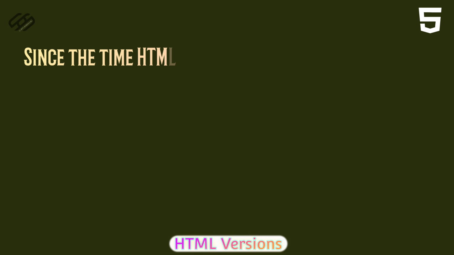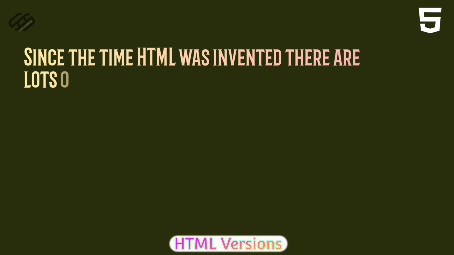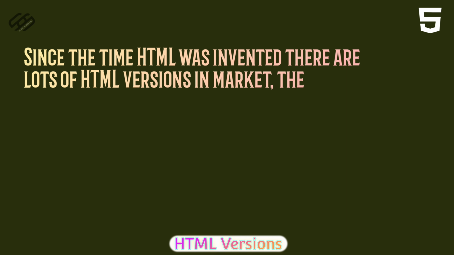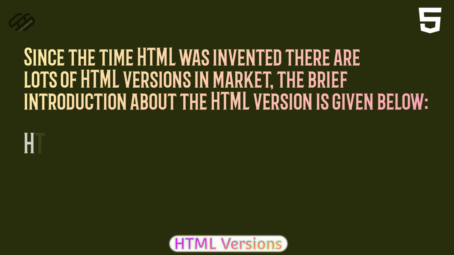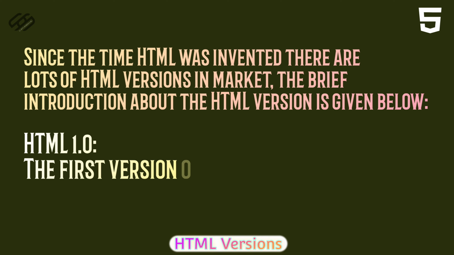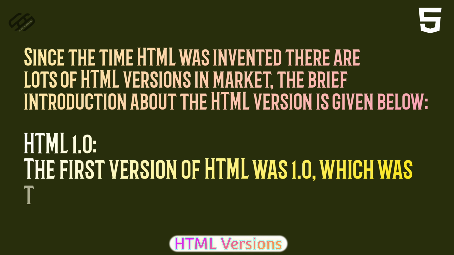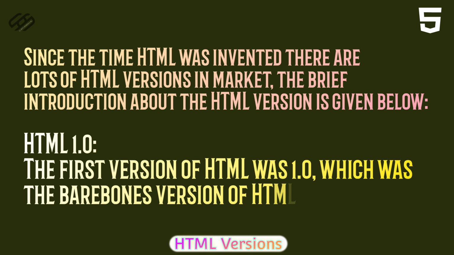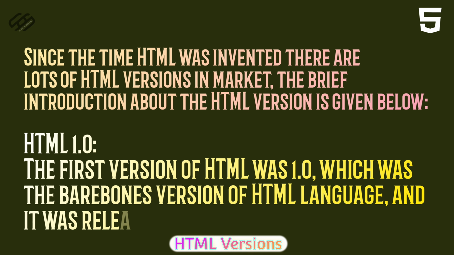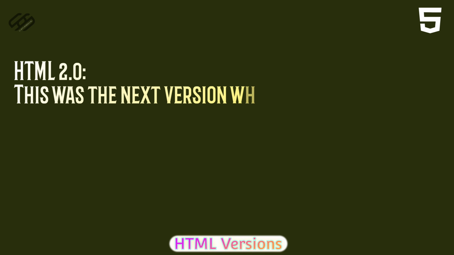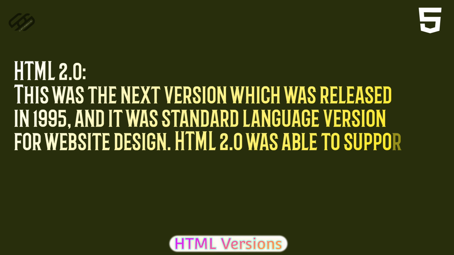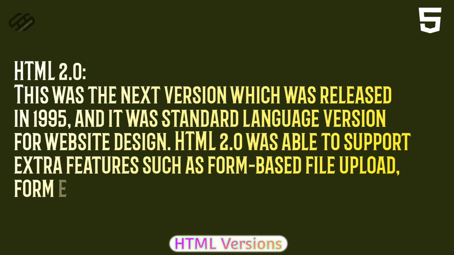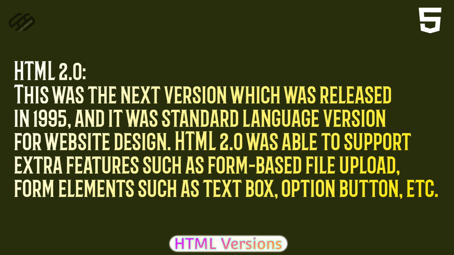Since the time HTML was invented, there are lots of HTML versions in the market. A brief introduction to the HTML versions is given below. HTML 1.0. The first version of HTML was 1.0, which was the bare-bones version of the HTML language, and it was released in 1991. HTML 2.0. This was the next version, which was released in 1995, and it was the standard language version for website design.